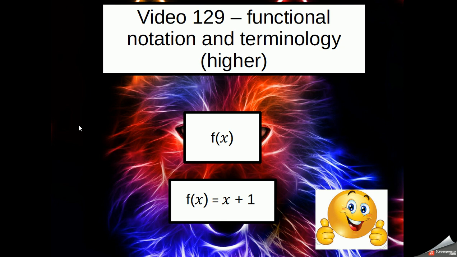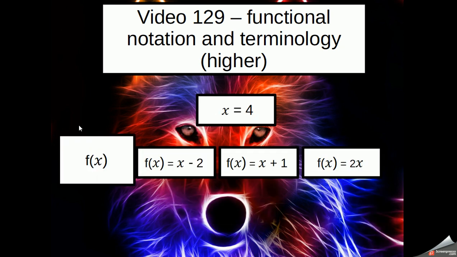Here we've got some examples then. With each one, we're putting in an input of x equals 4, because the function is represented by f bracket x bracket, so we need to be putting a value in. So we're putting the value of 4 into this function, and I've got 3 examples here of what the function could be equal to. So in the first one, the function of x is equal to x minus 2. The second one, the function of x is equal to x plus 1. And the third one, the function of x is equal to 2x.